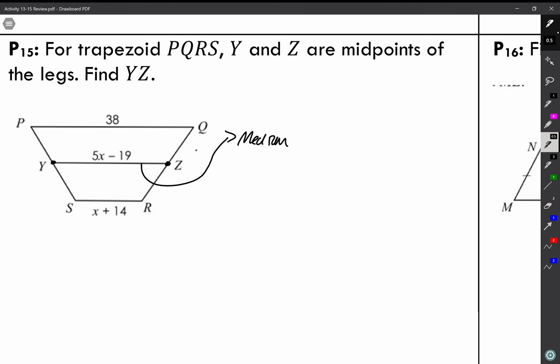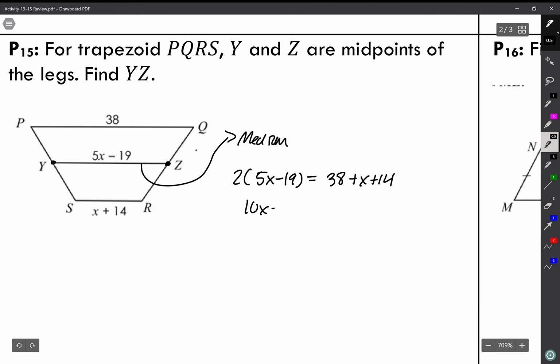Okay, so with that, I can set up an equation to solve for x. So 2 times (5x minus 19) is equal to 38 plus x plus 14. So 10x minus 38 equals, well, 38 plus 14 simplifies to x plus 52. Subtract x from both sides, add 38 to both sides to get that 38 plus 52 is just 90. So x is equal to 10.